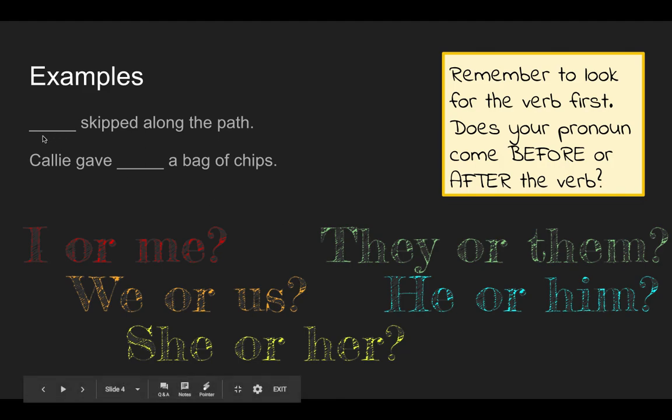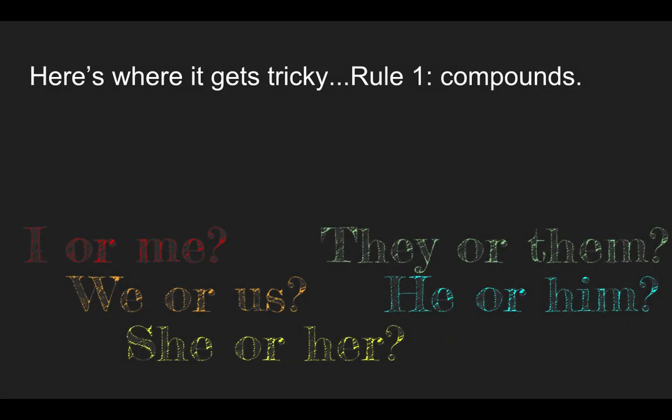So make sure you're finding where your pronoun is in the sentence. If it's before the verb, then it's going to be a subject pronoun. If it's after the verb, then it's going to be an object pronoun. But of course, nothing is ever quite that simple, right? There are times that your ear is going to try to trick you. The first way that it's going to try to trick you is with compound subjects or compound objects.